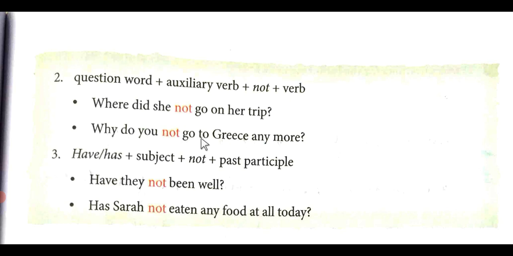Why do you not go to Greece anymore? Question word WH plus auxiliary verb plus not plus verb. So this is the second form of negative sentence. Third one: has/have plus subject plus not plus past participle.